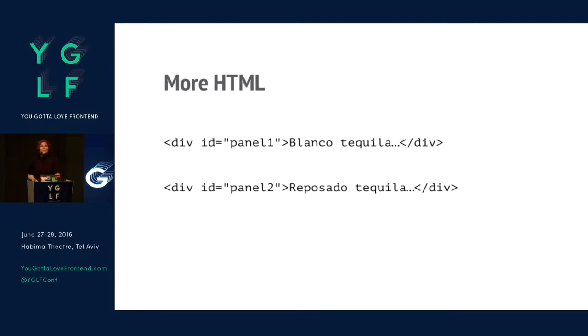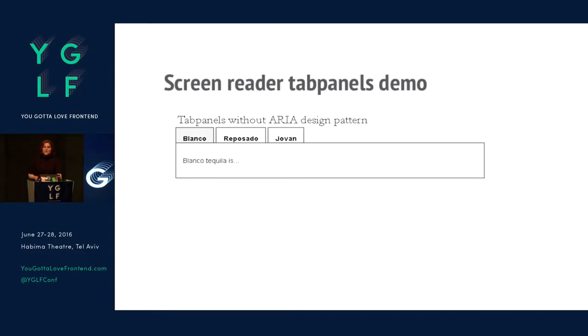We're just going to use some divs as the corresponding div panels that you want displayed when you've selected one of the tabs. So we've got some pretty good skeleton HTML there. But this is what happens when you use a screen reader to interact with the tabs based on this code alone.